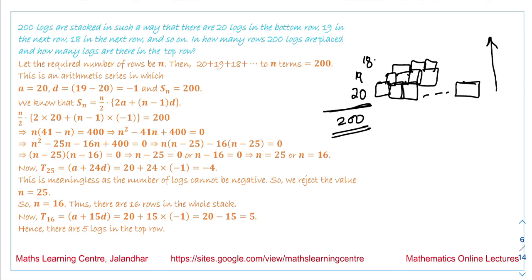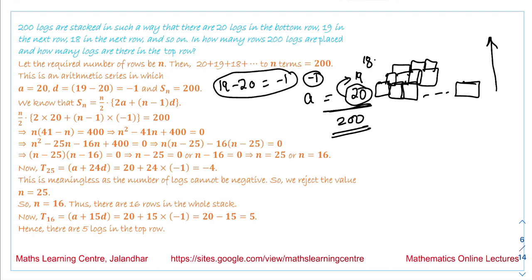So we have to calculate in how many rows these logs are placed. This is the first term a we have, and the common difference is 19 minus 20, which is equal to minus 1. We are saying how many rows are there, so we require the sum of all these values. Suppose there are n rows, so the last value will be Tn. The sum of all these values should be 200.